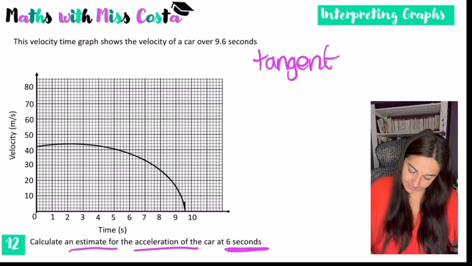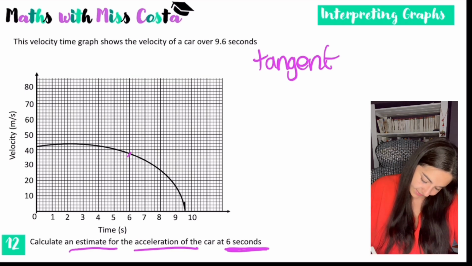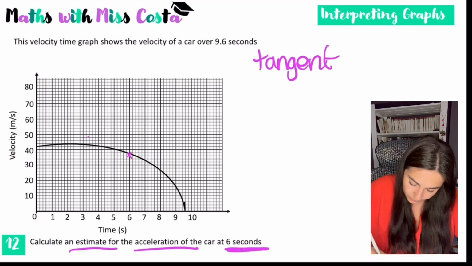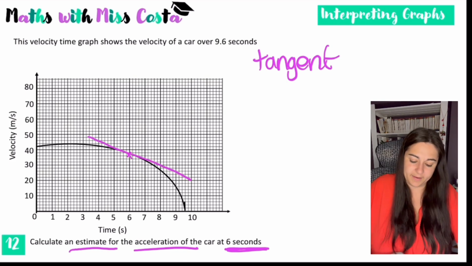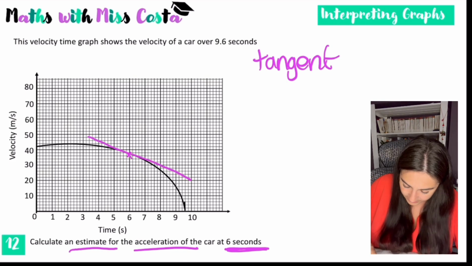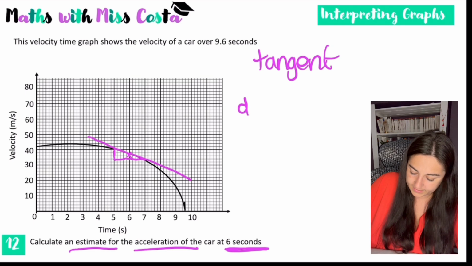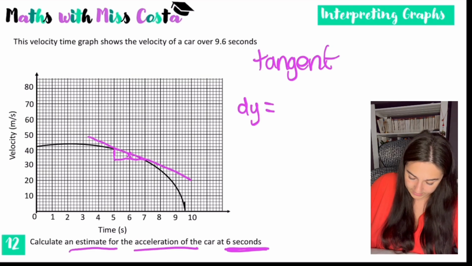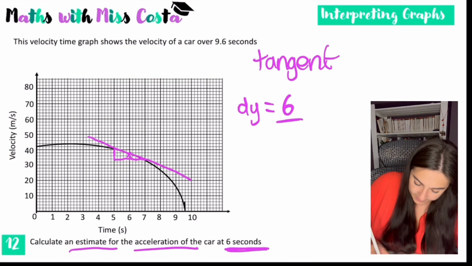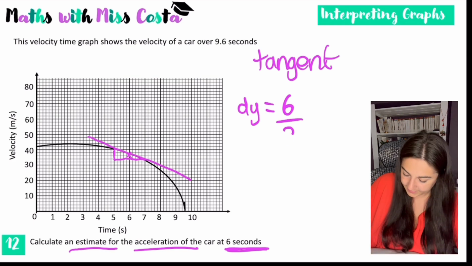So it tells us to work out the acceleration of the car at 6 seconds. So 6 seconds is over here. I'd draw myself a straight line, as straight as I possibly can, and then figure out the gradient of that. Now, this obviously isn't the most accurate straight line in the world, but let's just have a go. So we've got this over here. Let's see, what's the distance? We go from 40 to 34. So the distance in y is 40 to 34, which is 6. The distance in x, we go from 5 to 7 seconds, so 2.